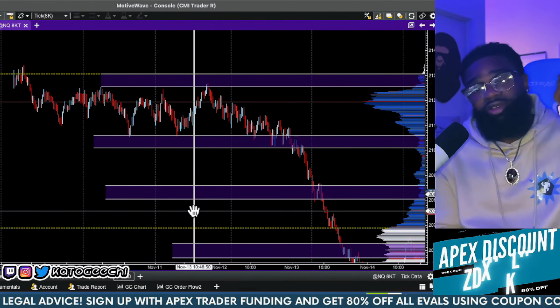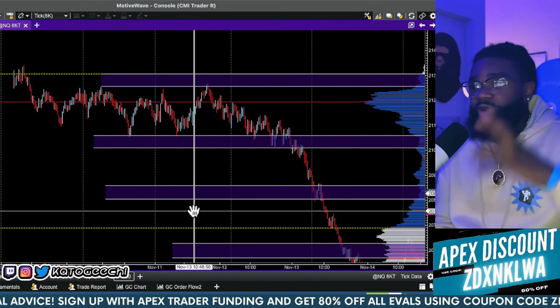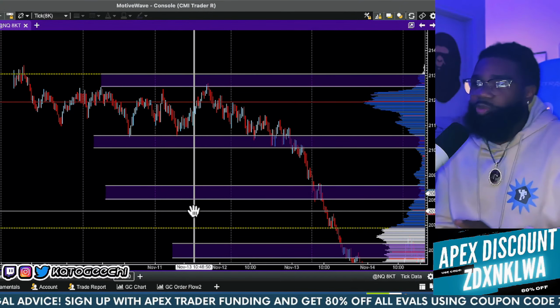This is the volume profile. This is the first step getting into order flow. So if you are a technical trader and you haven't already, you need to learn order flow. This is the first step of how you can get in there.